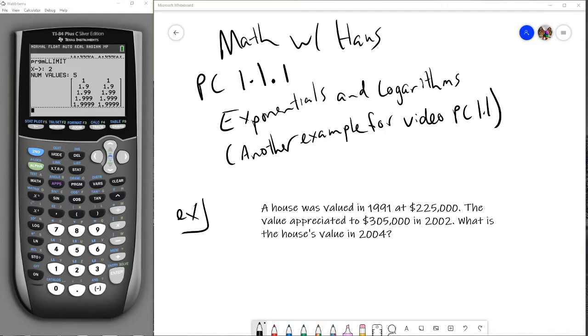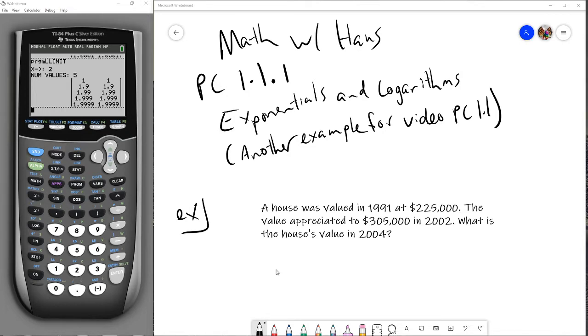So this is Precalculus Season 1, Video 1, but then there's an additional point 1 here. You see, I thought it would be good if we have another example for our first video on exponentials and logarithms, because this type of math problem is a little trickier than what was covered in the original video.